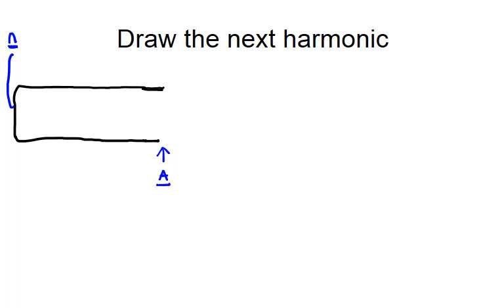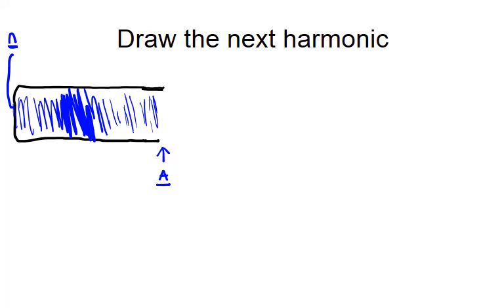And so let's do that. We'll start with a node, and then we'll go to compression. Then we have a node, and then we have the rarefaction. So we have the node, compression, node, antinode, which would in this case be rarefaction. So what this would look like is you get from node to compression, node, rarefaction. And then to draw the rest of the wavelength, it would be like this.